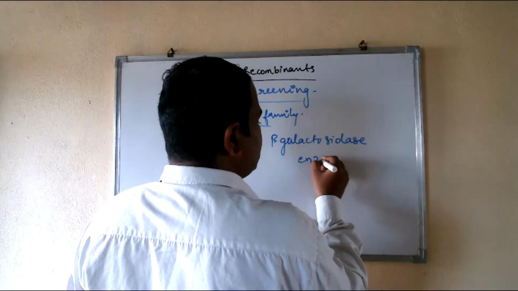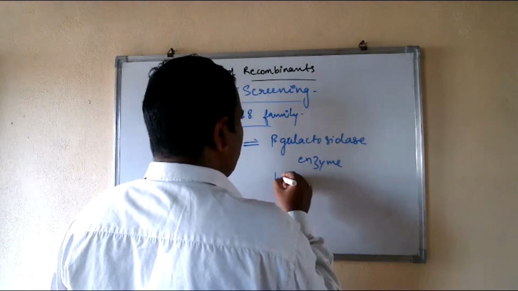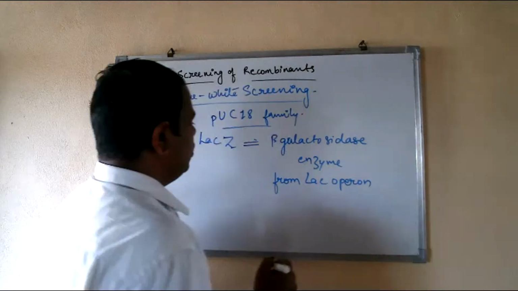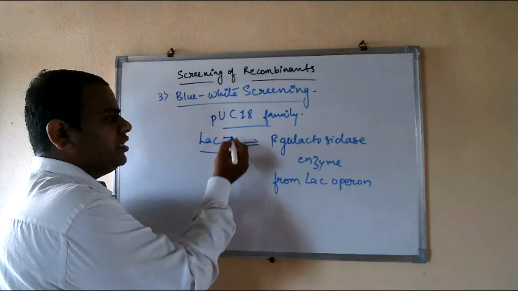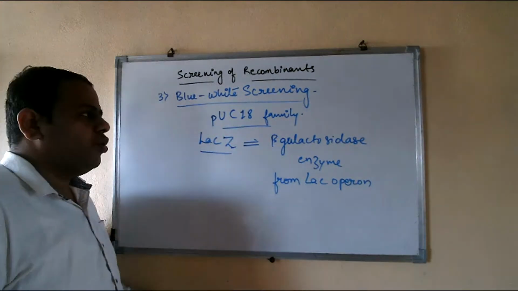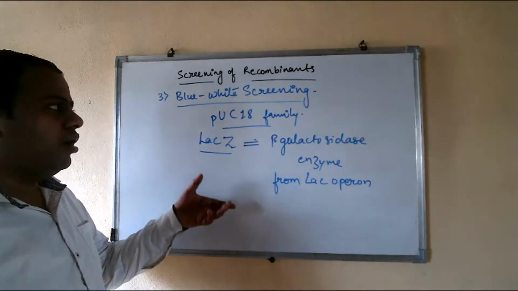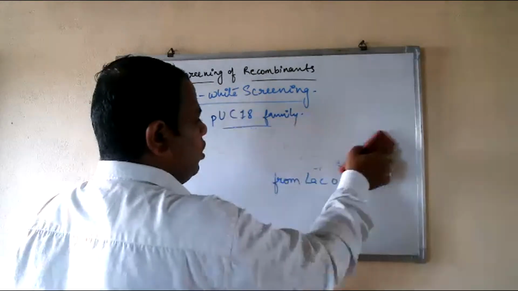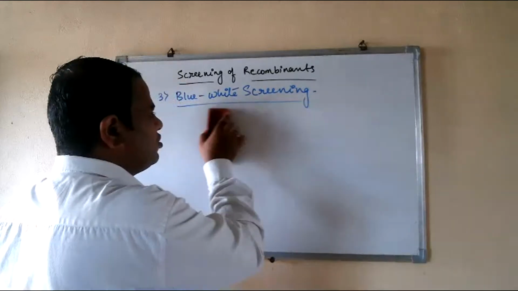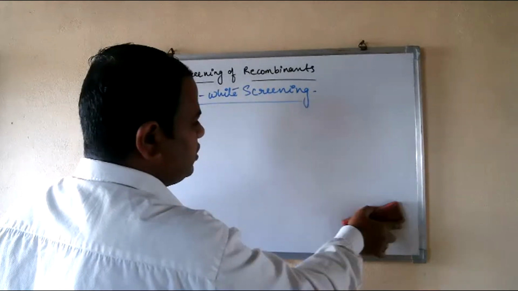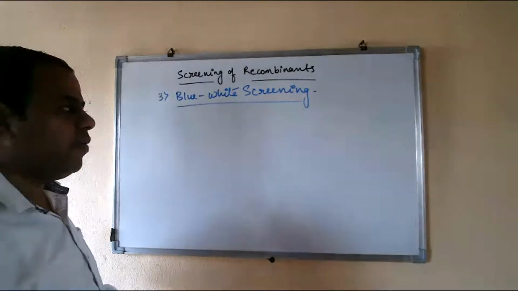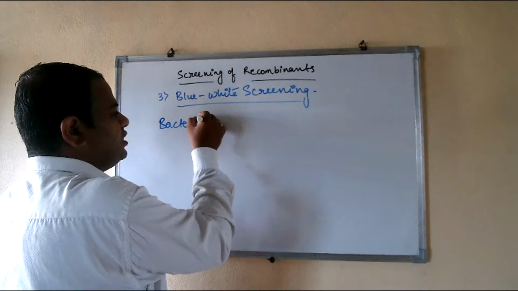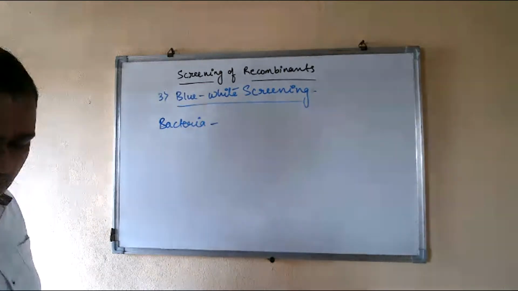Beta galactosidase enzyme from lac operon. So this lacZ gene is present in the pUC18 plasmid, which is used here for screening purpose. First of all, let me explain how the bacteria that can be used for the screening or cloning purpose here is a modified bacteria. The bacteria used in this kind of screening is always a modified one.